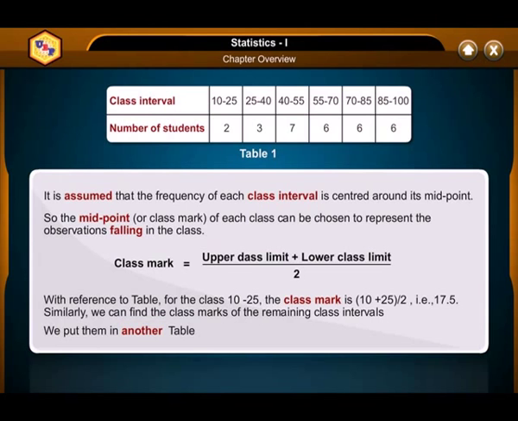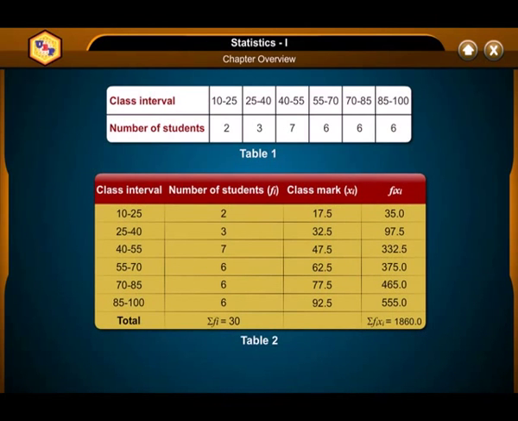We put them in another table. Class interval, number of students fi, class mark xi, fixi. 10 to 25, 2, 17.5, 35. 25 to 40, 3, 32.5, 97.5. 40 to 55, 7, 47.5, 332.5. 55 to 70, 6, 62.5, 375. 70 to 85, 6, 77.5, 465. 85 to 100, 6, 92.5, 555. Total, sigma fi is equal to 30. Sigma fixi is equal to 1860.